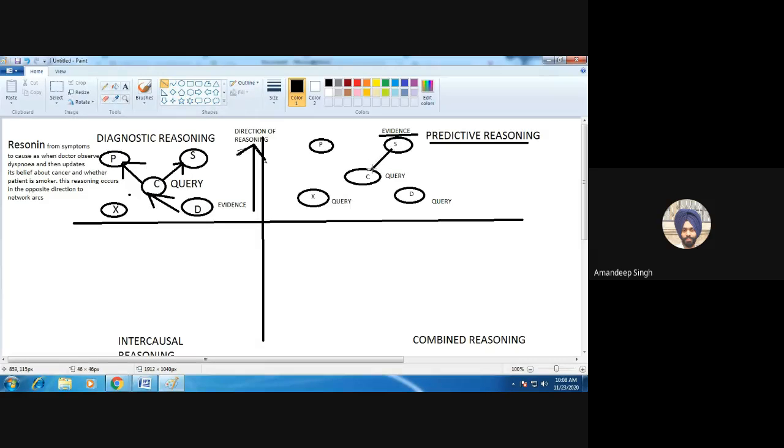Now in this predictive reasoning, just a second, let me complete the diagram. This way, this way. No, oops, that has gone wrong. This is not like this. So this is like this, then this, then this, then this, then this.